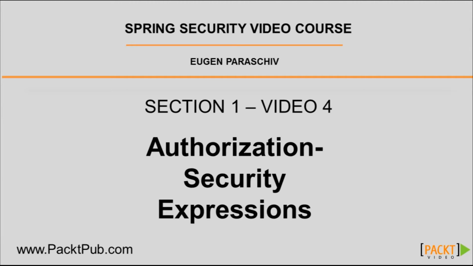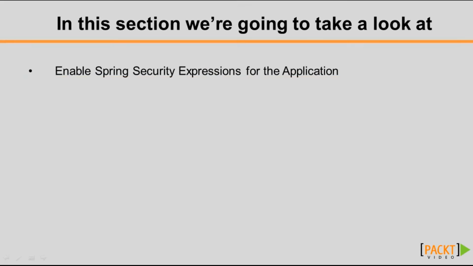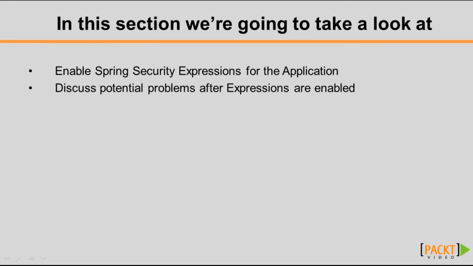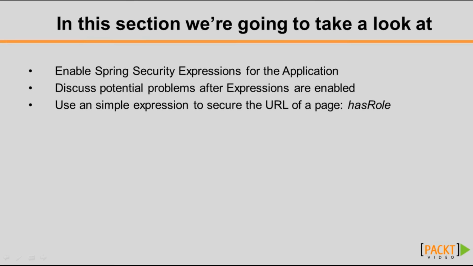So in this fourth video, we are going to look at authorization expressions. We are going to start by enabling Spring Security expressions for our application. And then we're going to discuss potential problems after expressions are enabled in the Security XML. We're then going to use simple expressions to secure the URL of a page. We're going to use the hasRole expression.